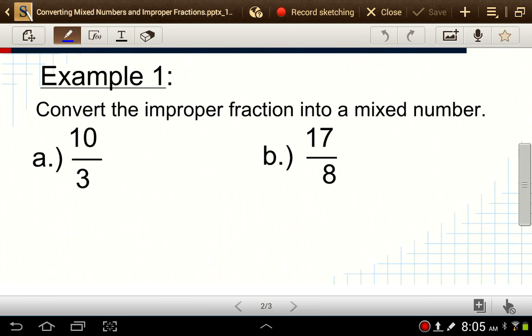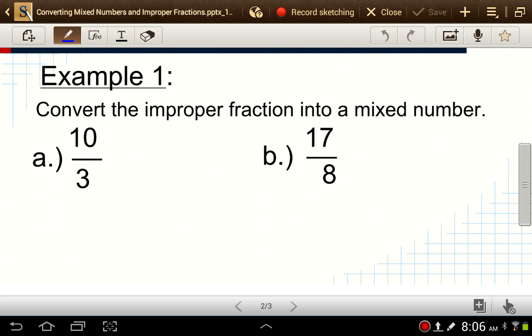Okay, example 1. Write down example 1. And the directions for example 1 are to convert the improper fraction into a mixed number. Okay, so I have two examples that I'm going to go over here. Example A is 10/3, and example B is 17/8. Let me start with example A. And in example A, I'm going to show you how to answer this using a model.